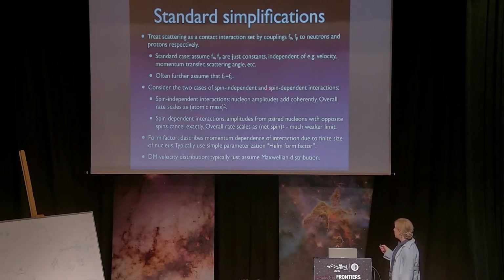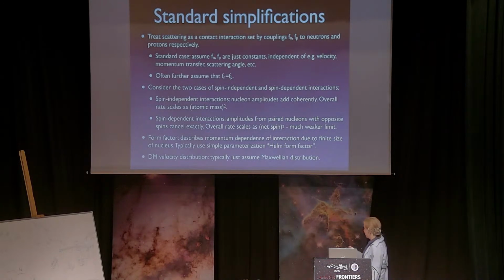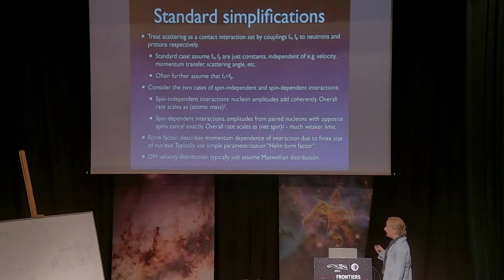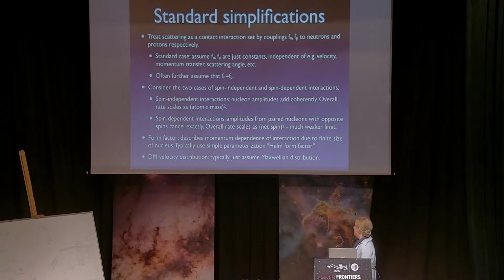Again, for the spin dependence, people typically consider two cases: spin-independent and spin-dependent interactions. This is just what I said before. This determines whether the nucleon amplitudes add coherently, in which case you get an overall rate scaling as atomic mass squared, or whether the amplitudes from paired nucleons cancel out, in which case the overall rate just scales as net spin squared, and thus you tend to get much smaller rates in the second case.